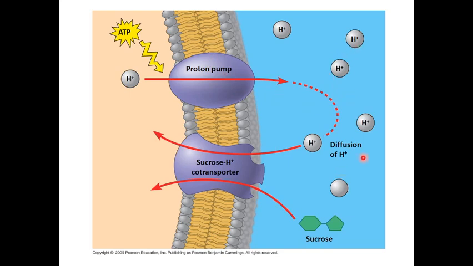And the moment that diffusion of H plus ions occurs here, there are a lot of H plus ions. By that H plus ion concentration, there is a sucrose molecule which can enter inside the cell without the help of ATP. See this process, there is no ATP involved, but this concentration difference is pushing this sucrose molecule inside the cell. That is why we call this a co-transport process. Okay, I hope you understood this concept.